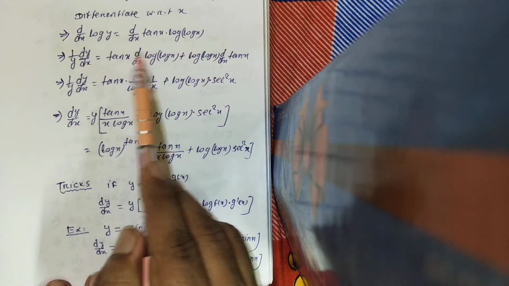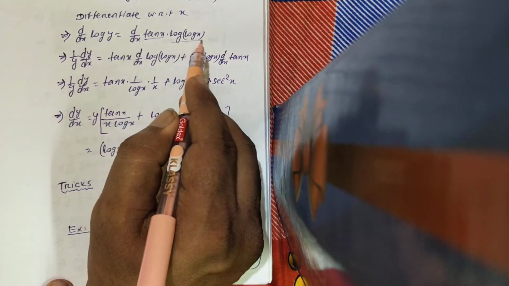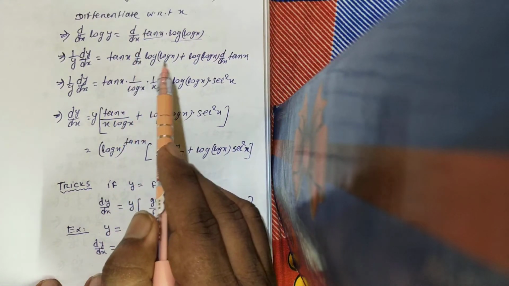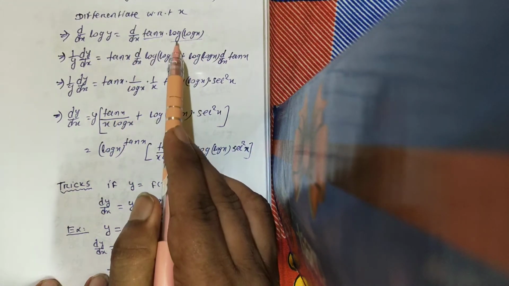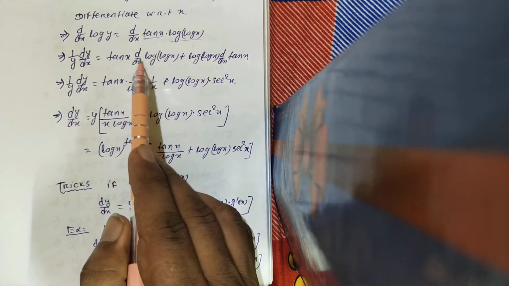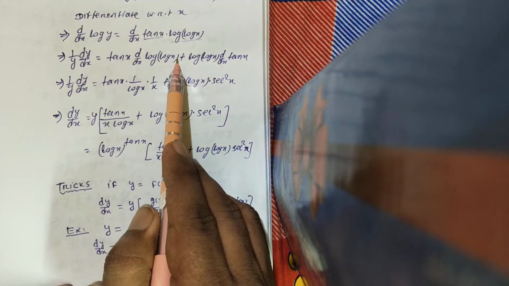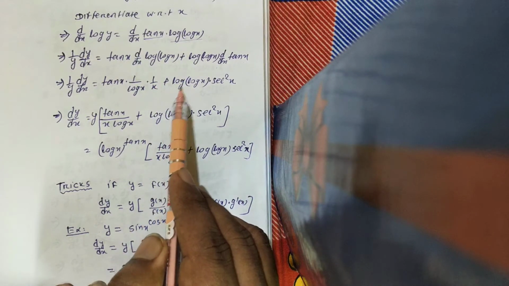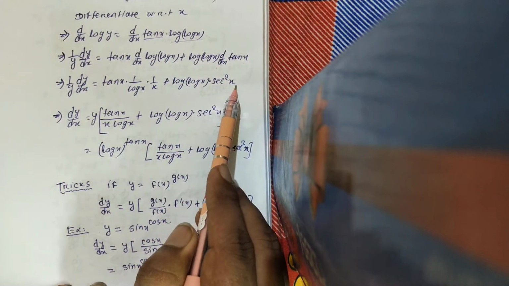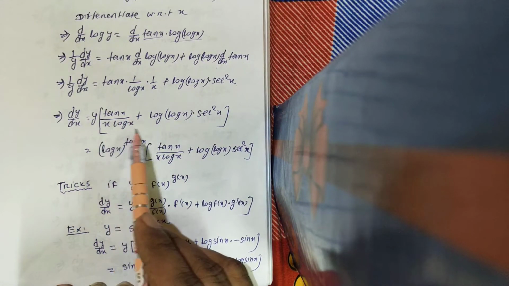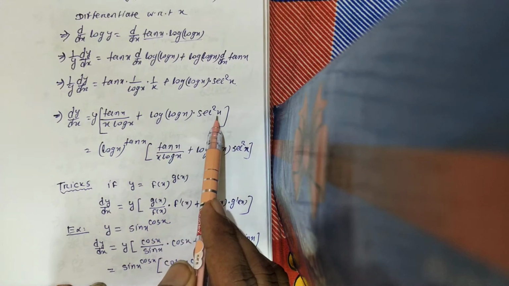Again I am telling you, take tan x as f(x) and log of log x as g(x). So the product rule says tan x into d by dx of log of log x, plus log of log x into d by dx of tan x. So tan x, the derivative of log of log x, using chain rule, we get 1 by log x, and the derivative of log x is 1 by x, plus log of log x into the derivative of tan x, which is sec square x. Now dy by dx is equal to what? y into tan x by x log x plus log of log x into sec square x.